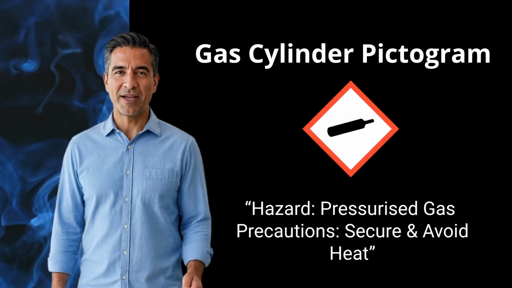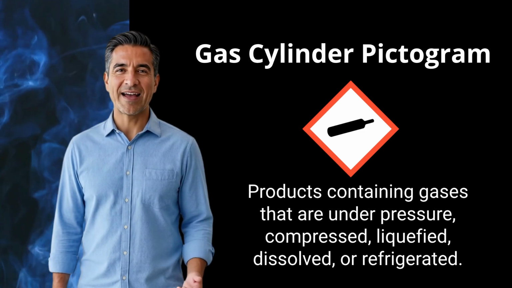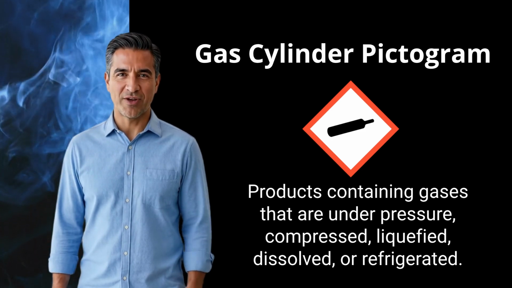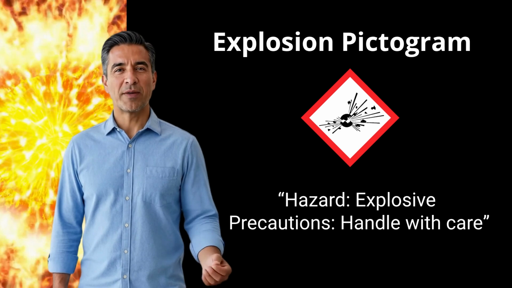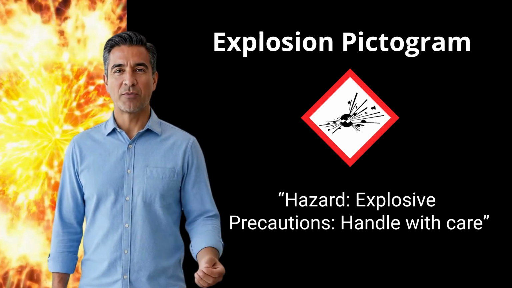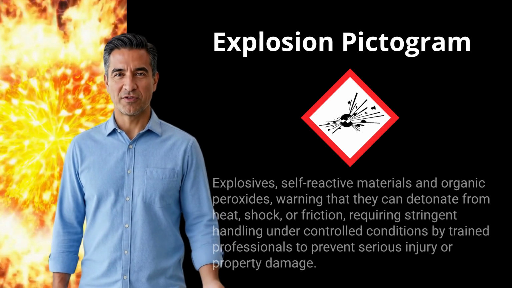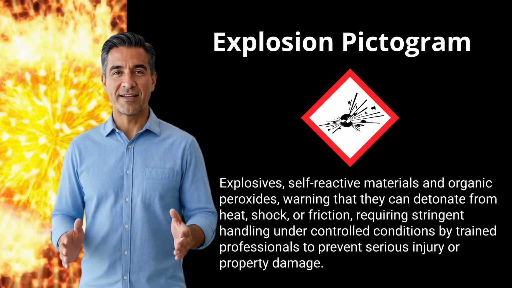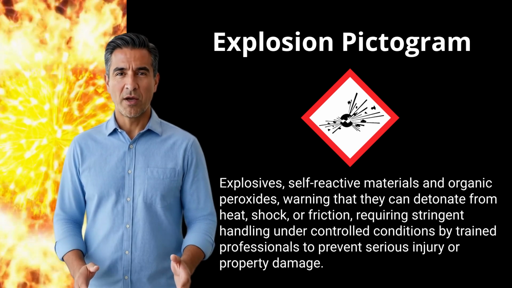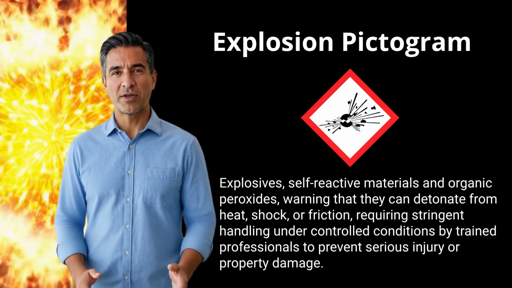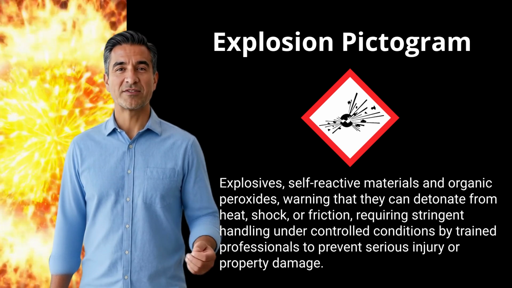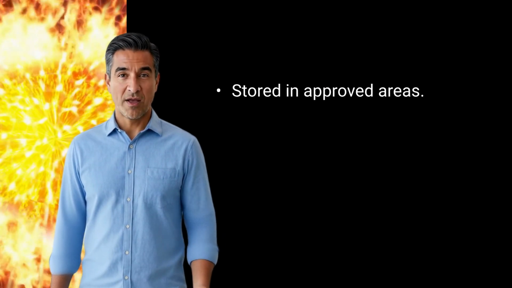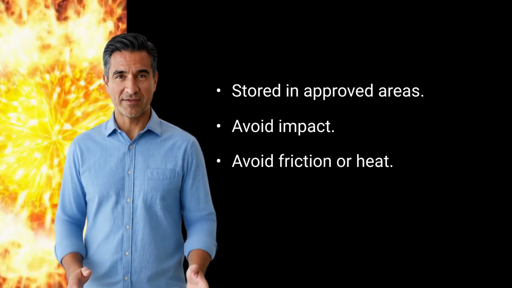The gas cylinder pictogram signals products containing gases that are under pressure, compressed, liquefied, dissolved, or refrigerated. The explosion pictogram indicates severe fire and explosion hazards from substances like explosives, self-reactive materials, and organic peroxides, warning that they can detonate from heat, shock, or friction, requiring stringent handling under controlled conditions by trained professionals to prevent serious injury or property damage.